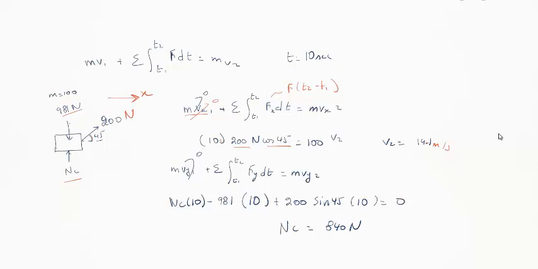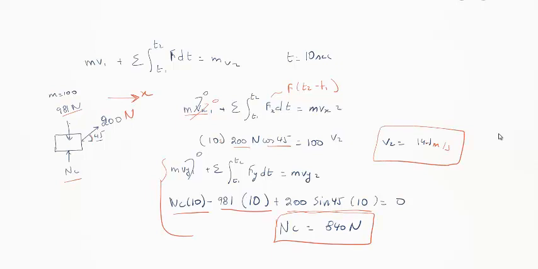Now of course we can just do sum of forces, but if we want to solve it using conservation of momentum, we can, doing the same thing. N_C times 10 seconds, so that's F delta t, and we have the weight 981 times 10 plus 200 sine 45 times 10. This is going to give us 0 because we don't have an initial velocity or a final velocity in the y direction, and we get N_C equals 840. So those are the two answers we were looking for.